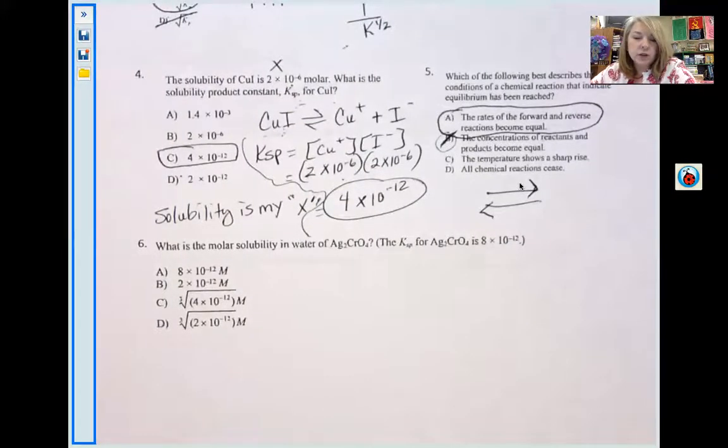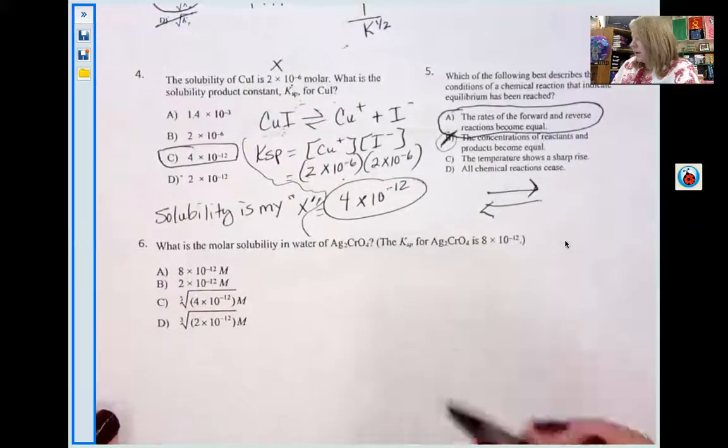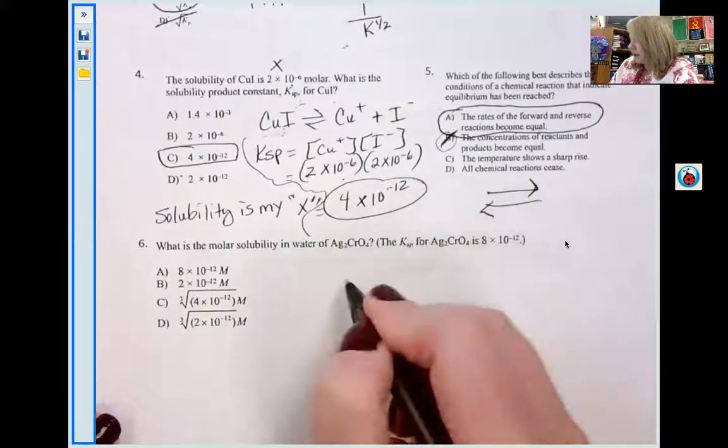All right, number 6. What is the molar solubility in water of silver chromate? I'm going to check the time real quick. I have a conference at 11. The molar solubility of water for silver chromate. So we're going to go ahead and draw this out.